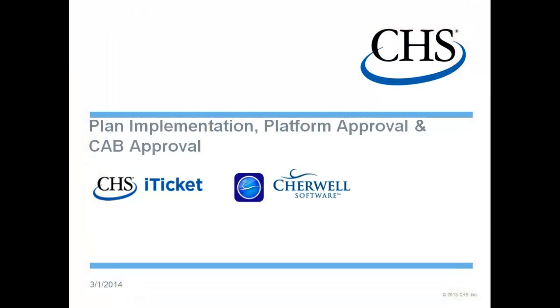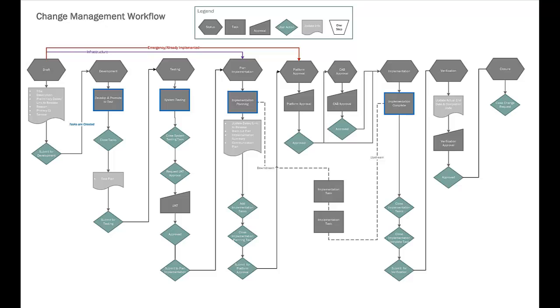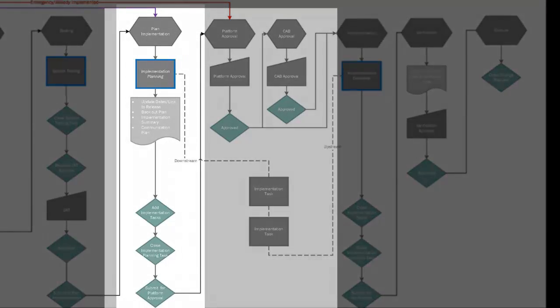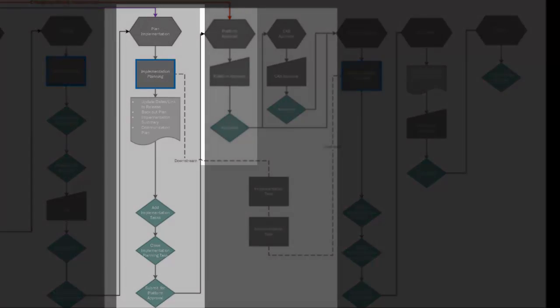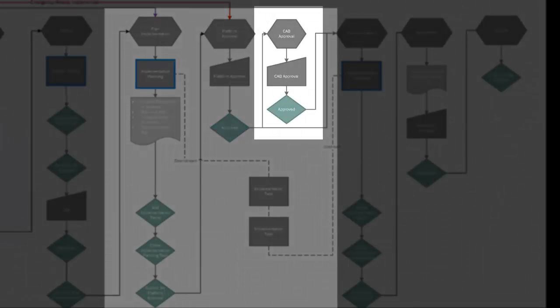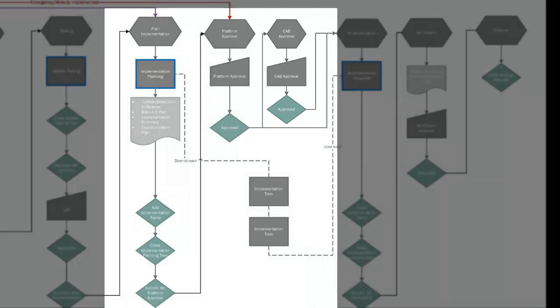Welcome to the Plan, Platform Approval, and CAB Approval video for Cherwell iTicket. In this video, we will be following the change management workflow as it moves out of the test phase and into the plan implementation phase, then to the platform approval phase, and possibly to the CAB approval phase. These phases are used for both standard and infrastructure changes.